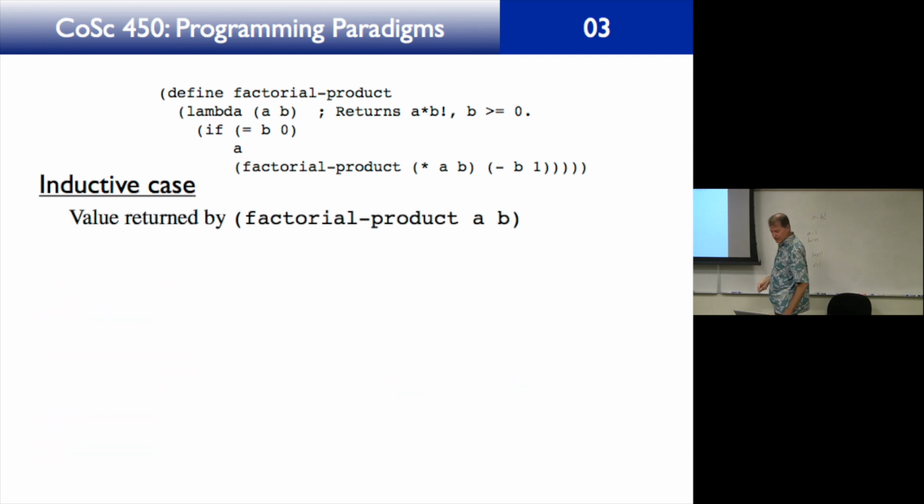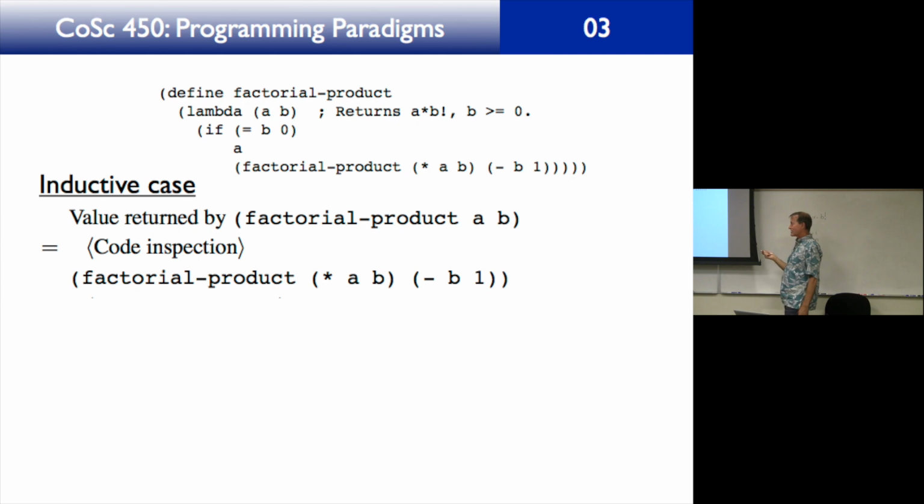So here's the inductive case. The value returned by factorial product A B. And what's this always first step? Give me the hint on the first step. Code inspection. Let's inspect the code. What does it look like it returns? It returns this. Yeah? So, equals by code inspection, factorial product, and so on. Right?